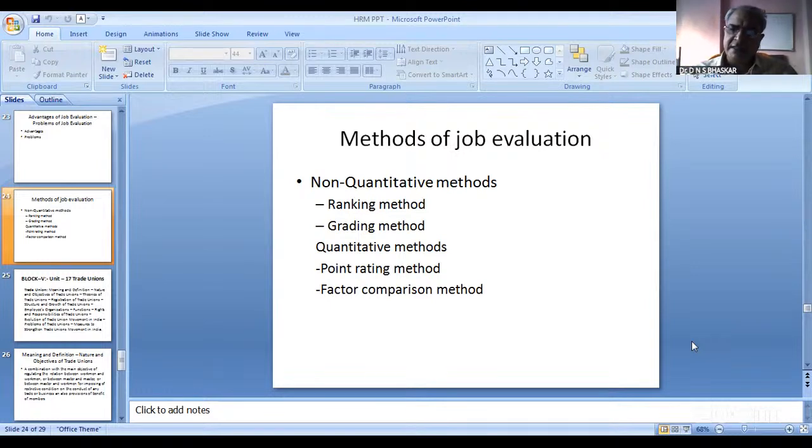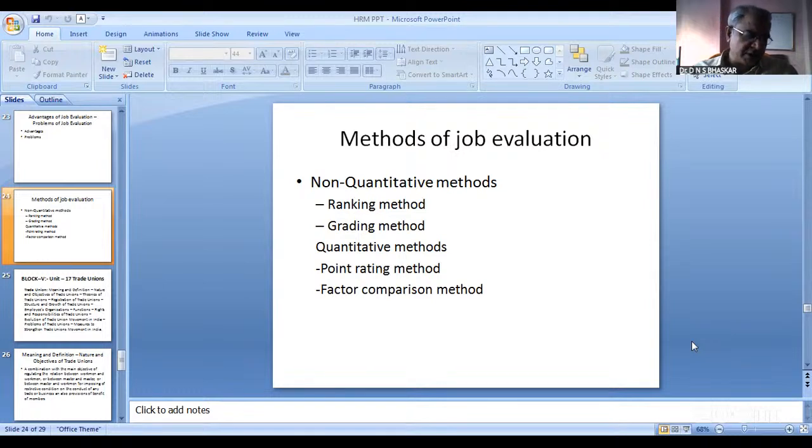Like the same points are used for all the jobs for the purpose of evaluation. And where communication skills are needed, then put 1 for that. Like that, different jobs are evaluated on different points, and finally, we will assign the value of the jobs among various jobs in the organization.